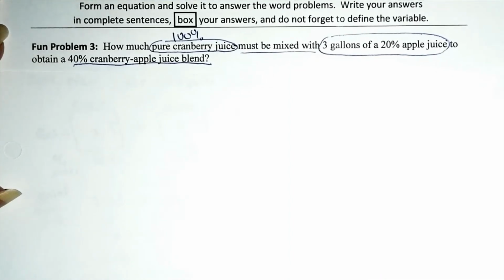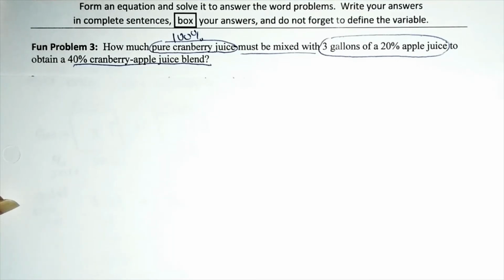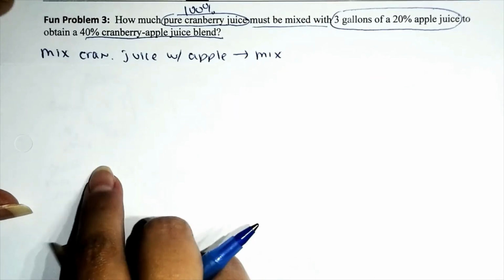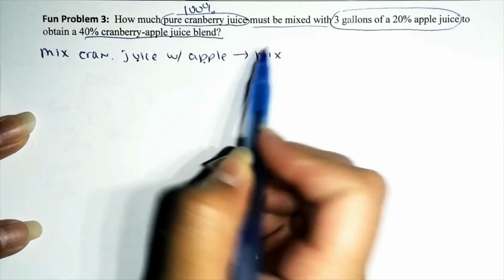How much pure cranberry juice must be mixed with 3 gallons of a 20% apple juice to obtain a 40% cranberry apple juice blend? So we wrote our love note. I'm not going to rewrite that over. Okay, mix cranberry juice with apple juice to get my mix. So let's go ahead and do our rows in the table. So I'm going to put juice 1 plus juice 2 equals mix.